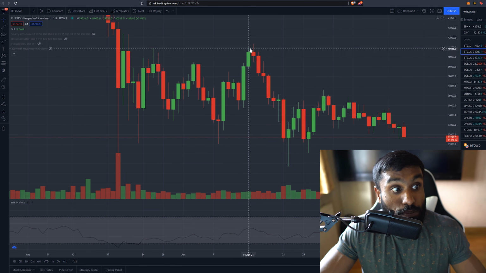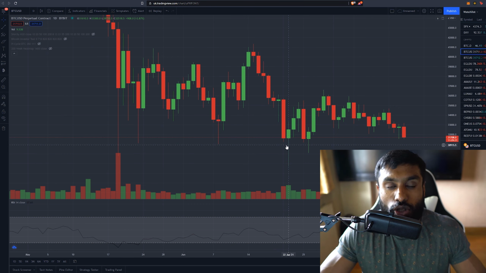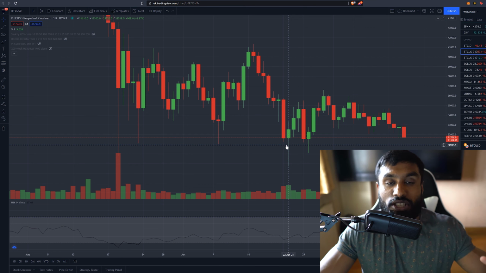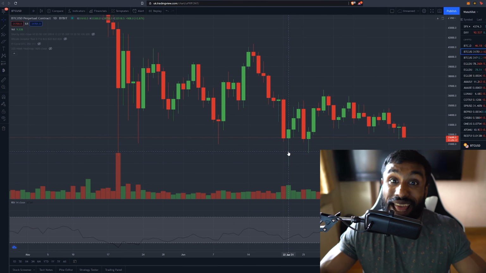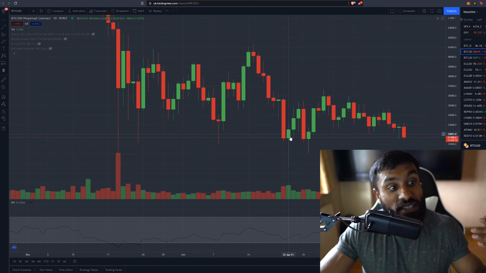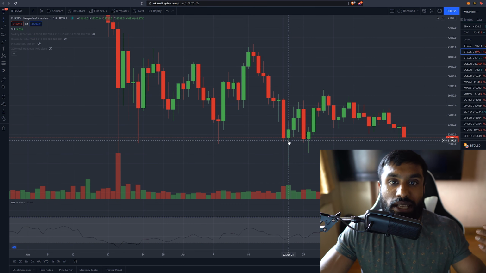Like on this day, we had a price rejection here on two consecutive days, these wicks going up, and then we had a cascading effect below. Obviously, there's a lot more to it. There's a lot more things you can look at, but this is just a thing that I wanted to point out, and it has been useful for me seeing these big long wicks indicating a little change in the price.